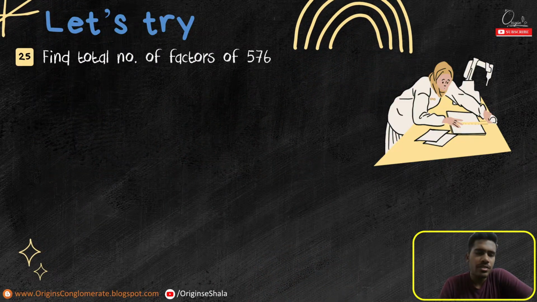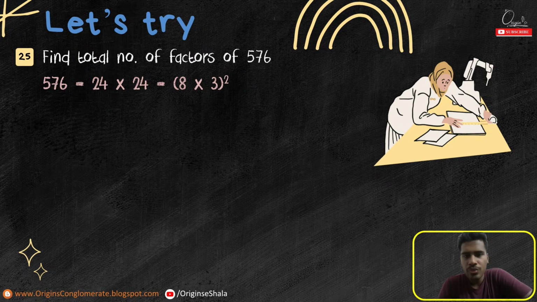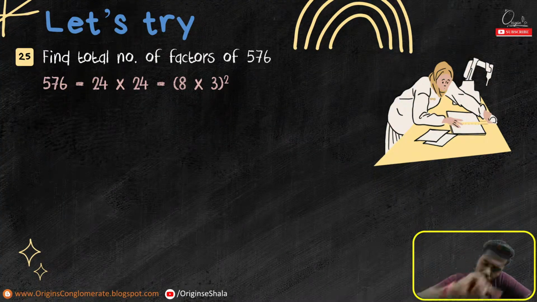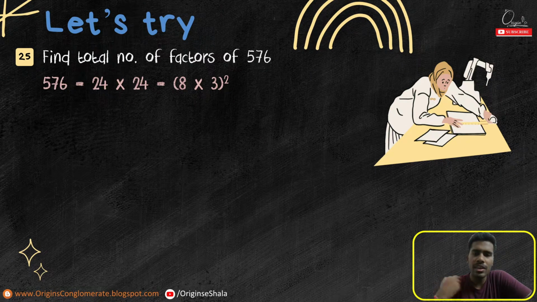Find TNF for 576. Now, if you remember the squares and cubes correctly, you will instantly notice 576 is a square of 24. And 24 I can split like 8 into 3. Now, many folks will try to split it like 6 into 4. But again, 6 and 4. So 6 will be 2 into 3. So I need to again shift that 2 to 4. That will again give me 8.